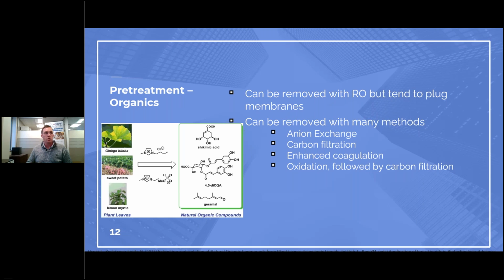So anion exchange, or tannin filters, as they're also known. Carbon filtration might work depending on the organic you're dealing with. Enhanced coagulation, oxidation followed by carbon filtration. There are a bunch of different methods, and we could do a whole webinar on organics and how to remove them, but that's not today's topic. But it kind of gives you an idea that we really want to be removing that ahead of time.